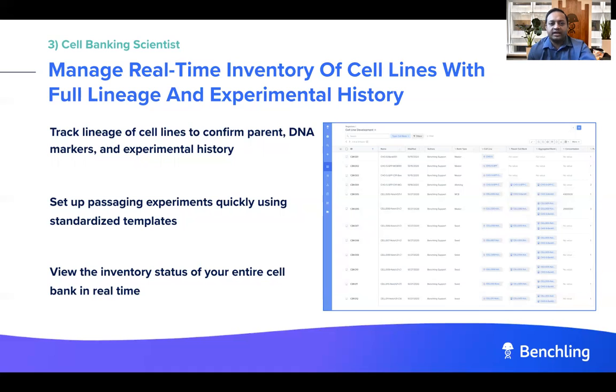Because of how interconnected everything is on Benchling, we make the process of lineage tracking easy. With just a few clicks, you can confirm the parent cell line, DNA markers, and the full experimental history of a cell line.